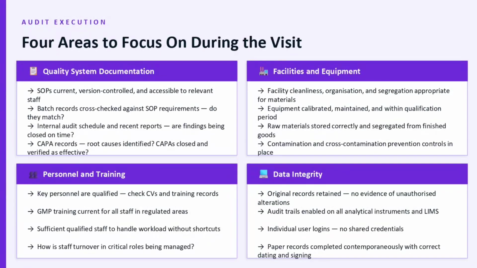Facilities and equipment. Is the facility clean, well organized, and physically appropriate for the materials being produced or tested? Is equipment within its calibration and maintenance schedule? Are raw materials stored correctly and physically segregated from finished goods? Are there effective controls to prevent contamination and cross-contamination?